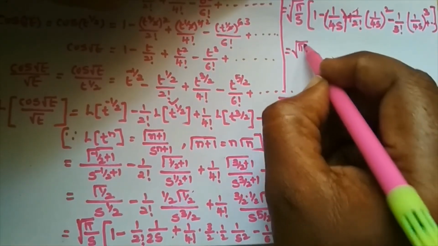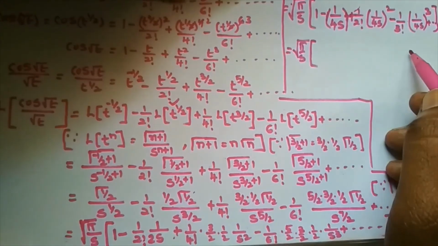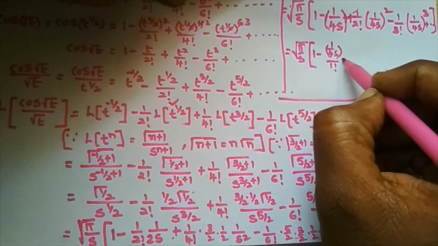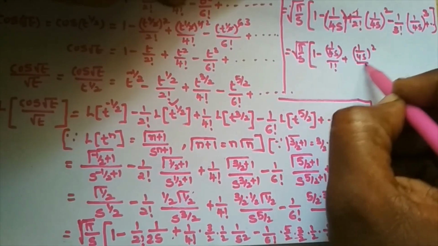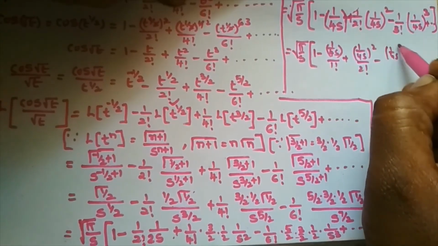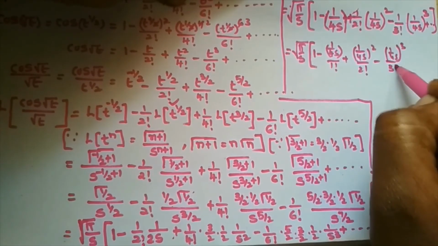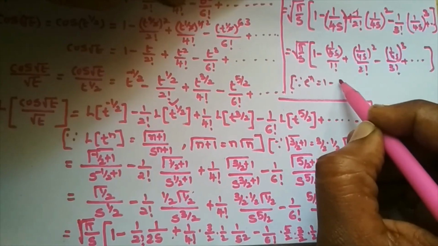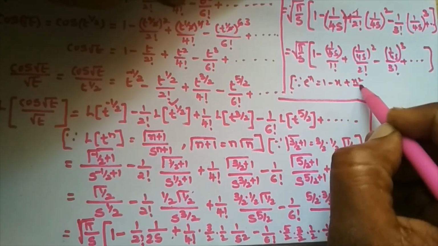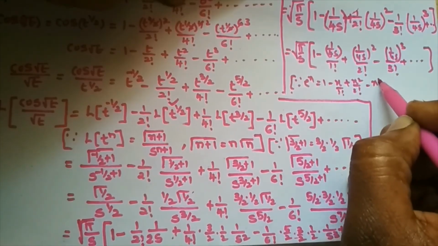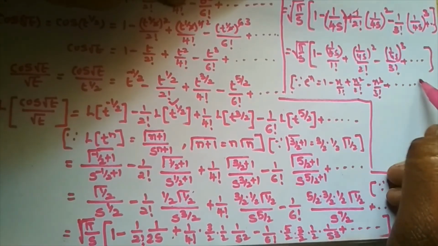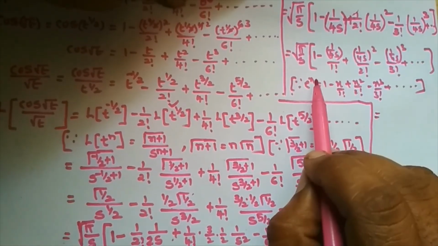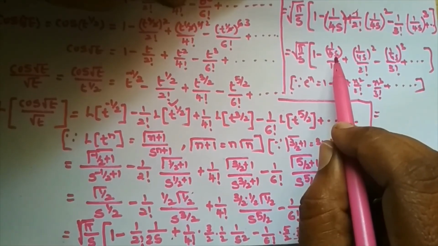And root of pi by s is common. For our convenience, I write this one: 1 minus 1 by 4s by 1 factorial plus 1 by 4s whole square by 2 factorial minus 1 by 4s whole cube by 3 factorial plus and so on. So we know one formula, e power minus x is equal to 1 minus x by 1 factorial plus x square by 2 factorial minus x cube by 3 factorial plus and so on. But here x is replaced by 1 by 4s.